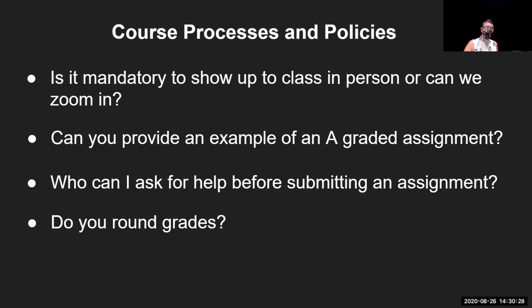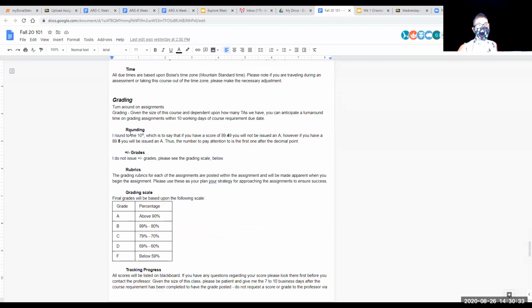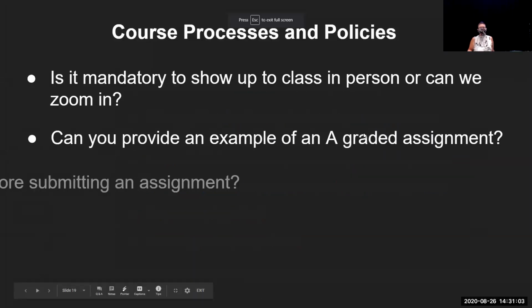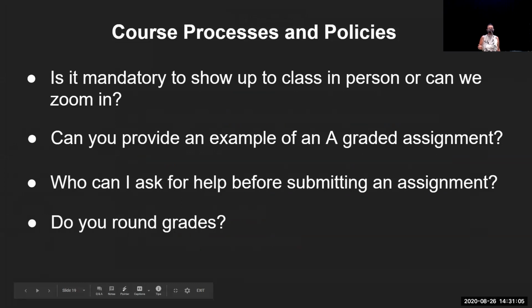I do not round grades. If you look on our course policies, under grading, you'll see rounding. I round to the 10th, which is to say that if you have an 89.49, you will not be issued an A. And if you have an 89.5, you will. So I don't go out to that second decimal point past that. I stay to that first decimal point, the 10th placeholder. So no, I do not round up beyond that one.